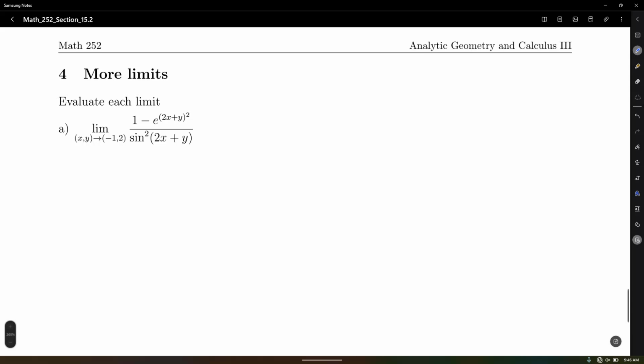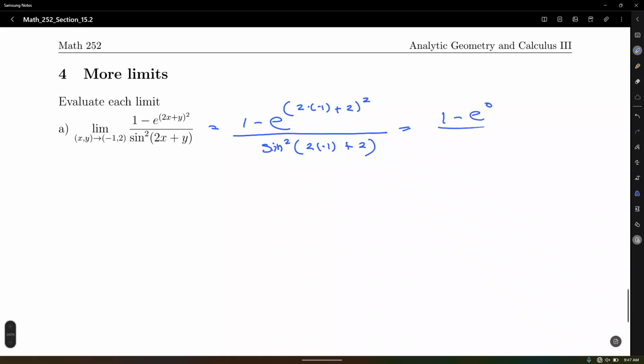Okay, evaluate the limit of 1 minus e to the (2x plus y) squared, over sine squared of (2x plus y). Direct substitution: that is 1 minus e to the (2 times negative 1 plus 2), squared, over sine squared of (2 times negative 1 plus 2). In the numerator, the exponent 2 times negative 1 is negative 2, negative 2 plus 2 is 0, and 0 squared equals 0.